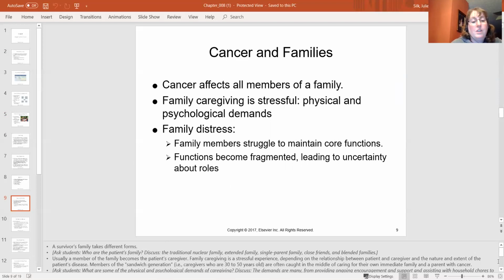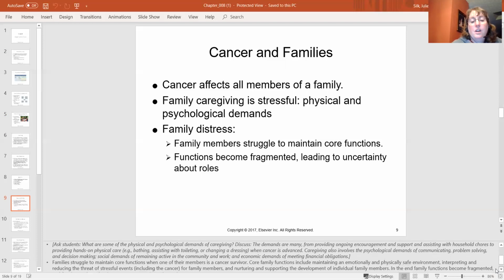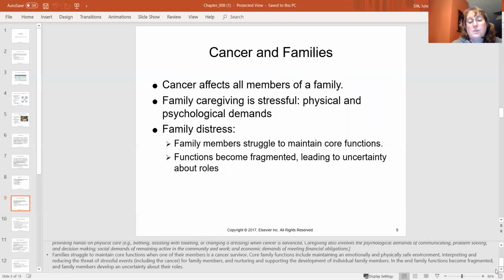Members of the sandwich generation, which would be caregivers who are 30 to 50 years old, are often caught in the middle of caring for their own immediate family and a parent with cancer. Families struggle to maintain core functions when one of their members is a cancer survivor. Core family functions include maintaining an emotionally and physically safe environment, interpreting and reducing the threat of a stressful event for family members, and nurturing and supporting the development of individual family members. In the end, family functions become fragmented and family members develop an uncertainty about their roles.